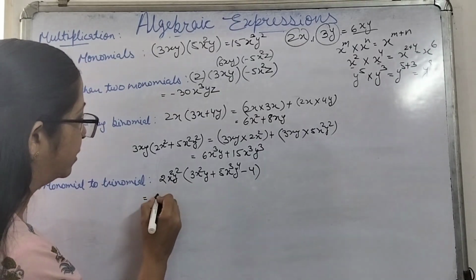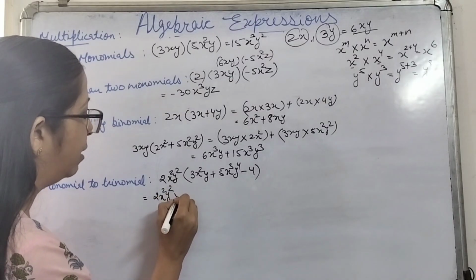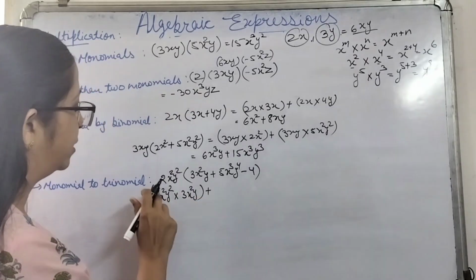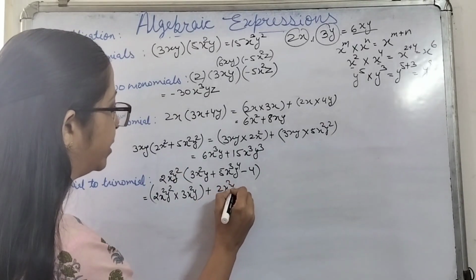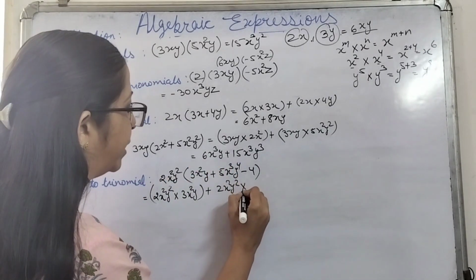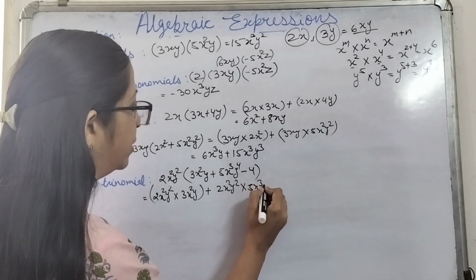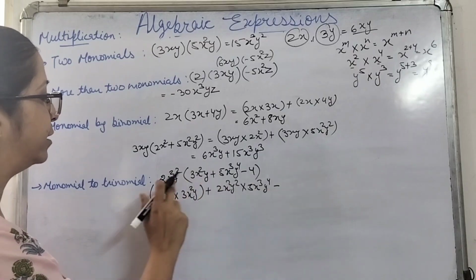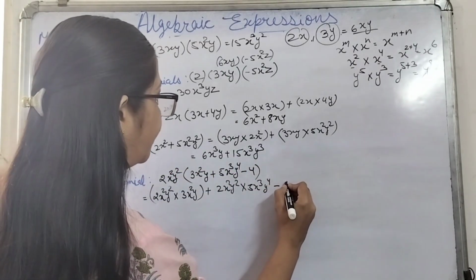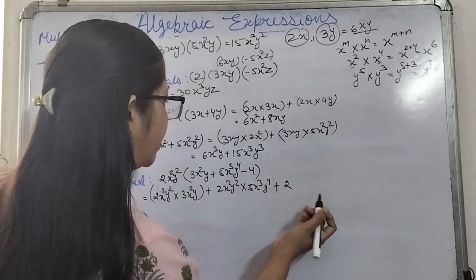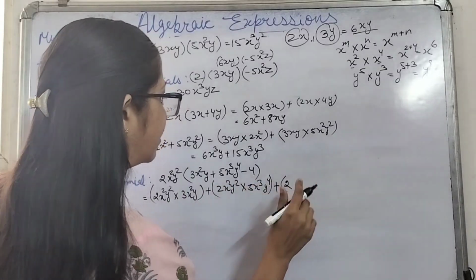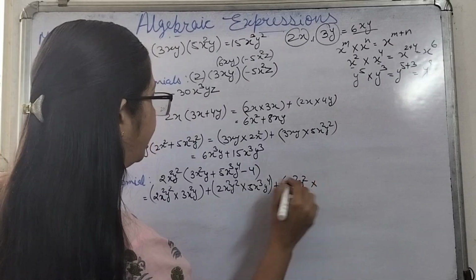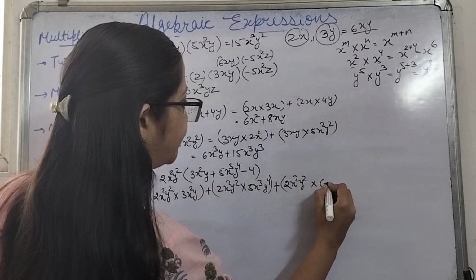So how will we write it? 2x square y square multiplied by 3x square y, plus 2x square y square multiplied by 5x cube y 4. Since a minus sign is there, we will write the minus sign here, minus of 2, or we can say first we write plus here and then inside the bracket we write minus. Anyhow we can do it. 2x square y square multiplied by minus of 4.